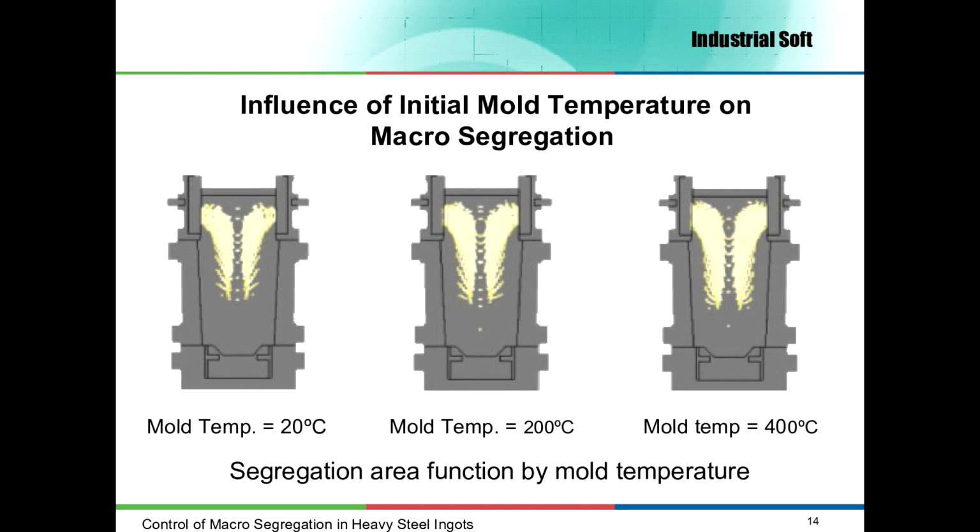This slide presents the influence of initial mold temperature on segregation. The simulation has been made for initial mold temperatures of 20, 200 and 400 Celsius degrees. The area affected by segregation is lower if the mold temperature is low.